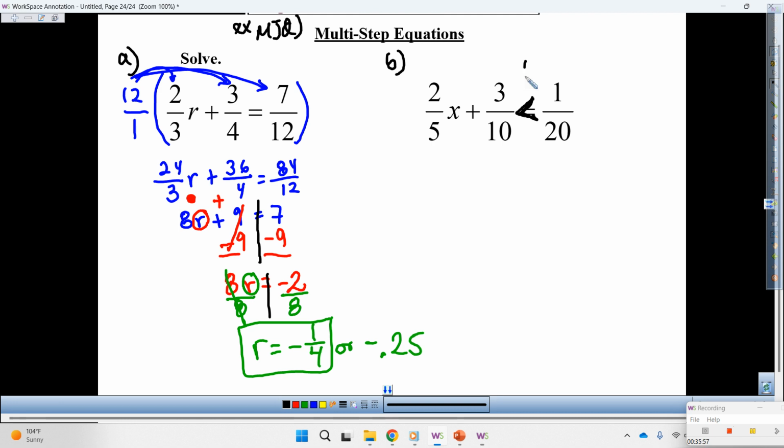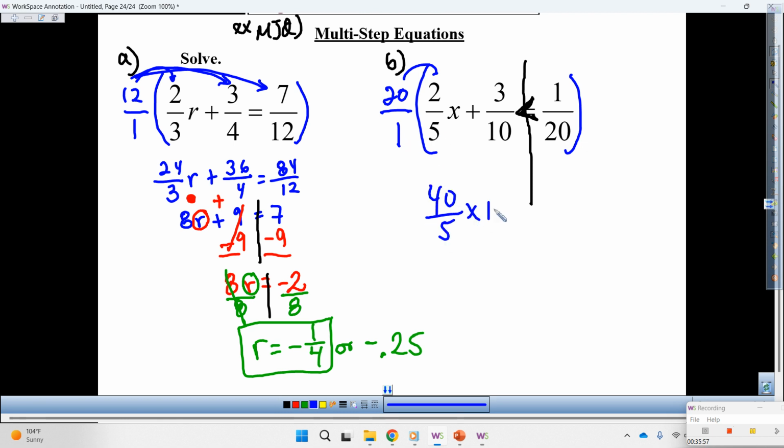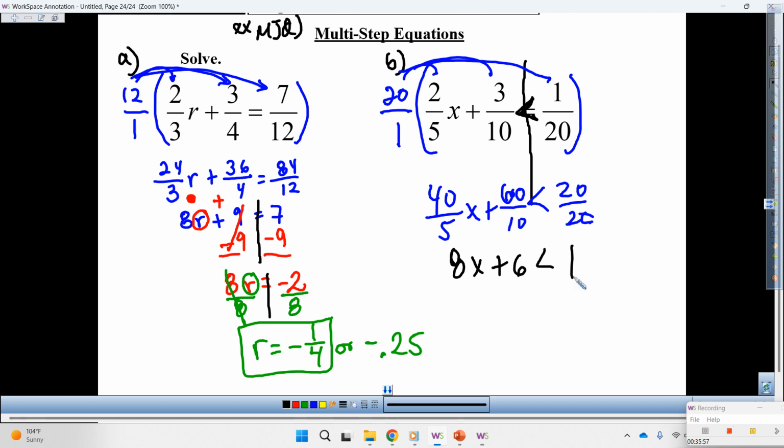I'm going to draw a line down the inequality symbol. Mr. Q, I need to get rid of the fractions. Okay, so we multiply times, what was our common denominator? 20. Hands if you wrote 20. That is correct. So we write 20 over 1. Here we go. This is 40 over 5x plus 60 over 10 less than 20 over 20. When you simplified, you ended up with 8x plus 6 less than 1. Hands if you got up to right there.